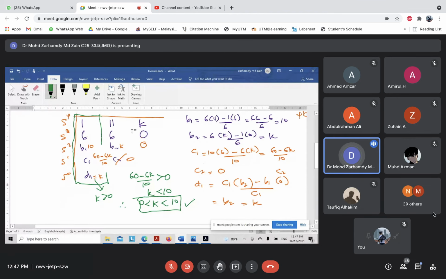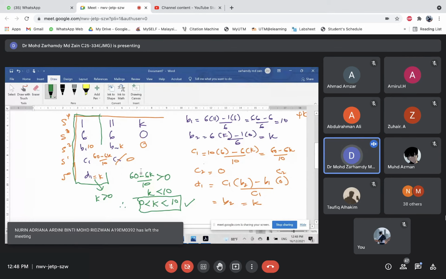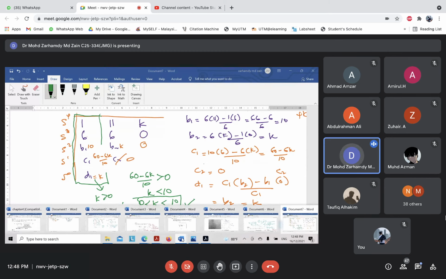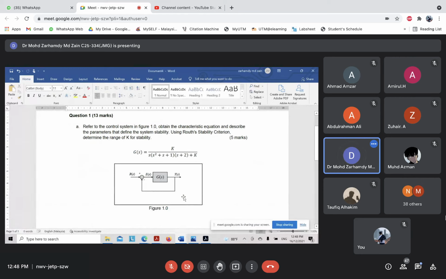Okay, so now this is the third example. In this chapter, they will ask you in Test 2 and they will ask you in our final exam. So please try to understand how to solve this analysis, how to solve this problem. For example, we can see the example of the test.